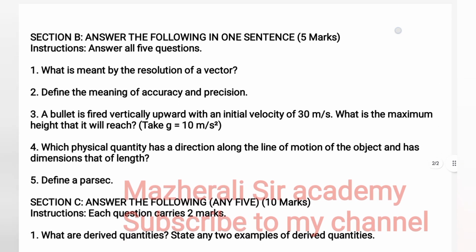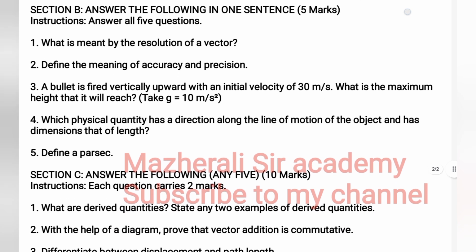Section B. Answer the following in one sentence. 5 marks. Instructions. Answer all 5 questions. 1. What is meant by the resolution of a vector? 2. Define the meaning of accuracy and precision.